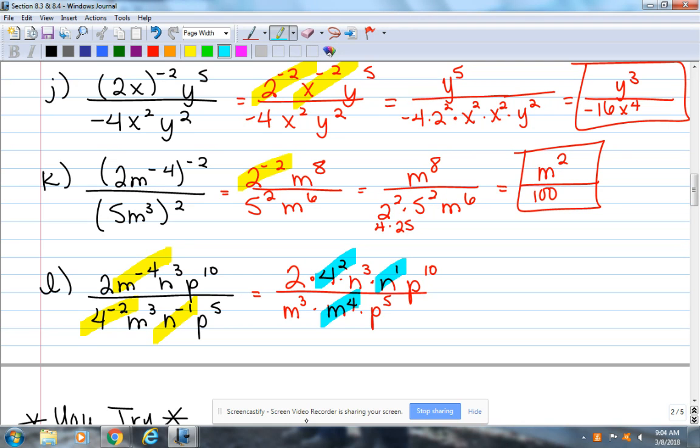Okay. 4 squared is what? Times 2. 32. I can add my N's on top, can't I? N to the 4th on top. I can add my M's on the bottom and get M to the what? And what do I do with my P's? And what do I get? P to the 5th, top or bottom? Big kid gets the leftovers. There we go.